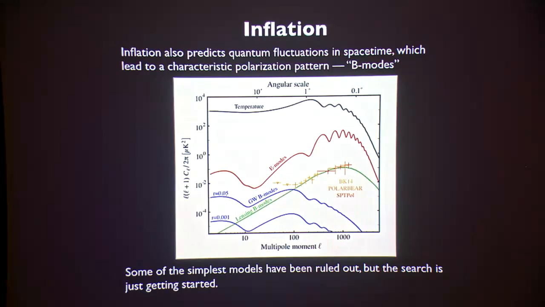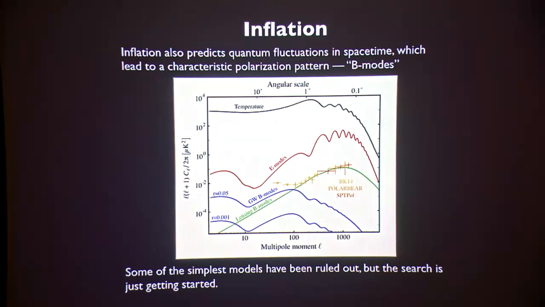But the one thing I think everyone agrees is that inflation, in addition to the fluctuations in the clock, also predicts quantum fluctuations in space-time itself. So there should be small ripples in space-time, and they lead to a very characteristic polarization pattern in the cosmic microwave background that one can also look for. It's not something that you would confuse with the things we've seen before, although you might confuse it with dust from the Milky Way. So there's that problem. But in principle, if you measure it at multiple frequencies, it has a different frequency dependence.